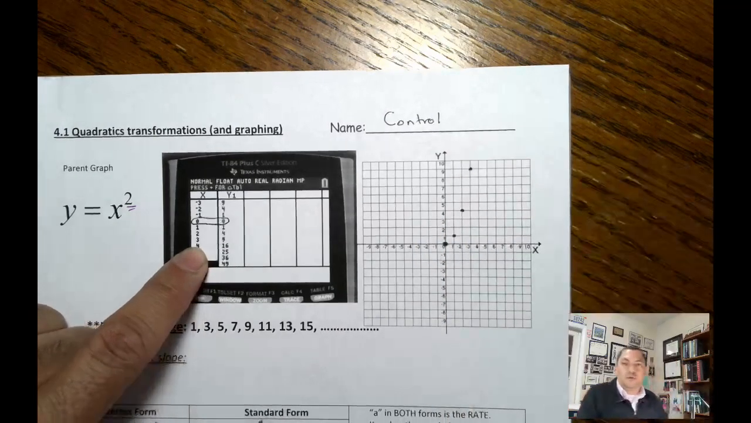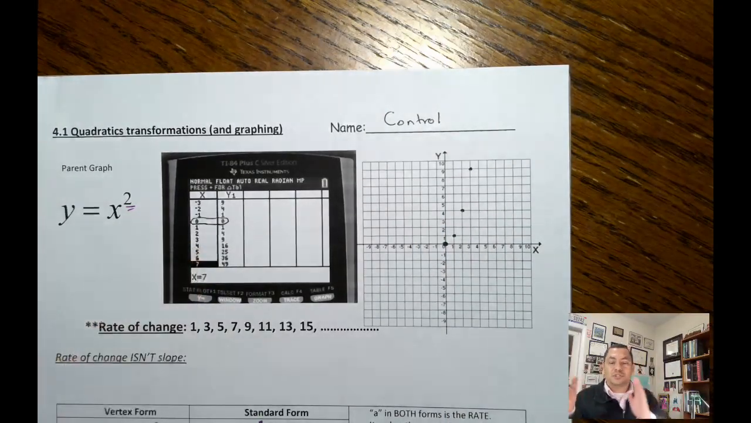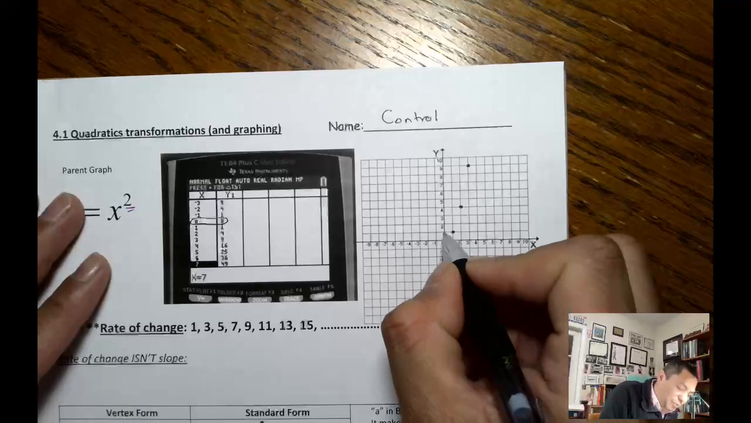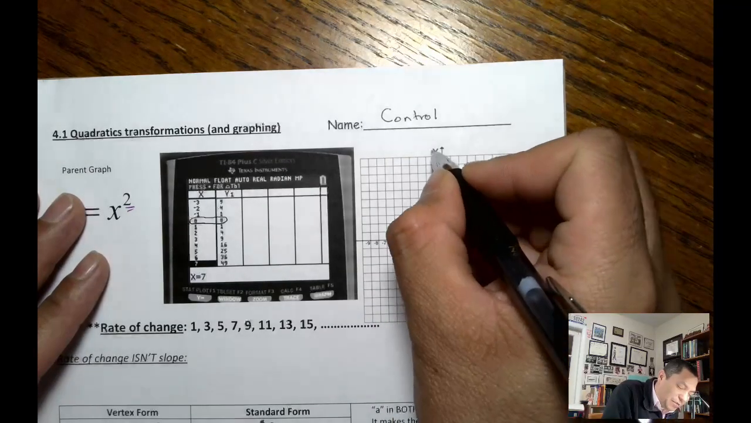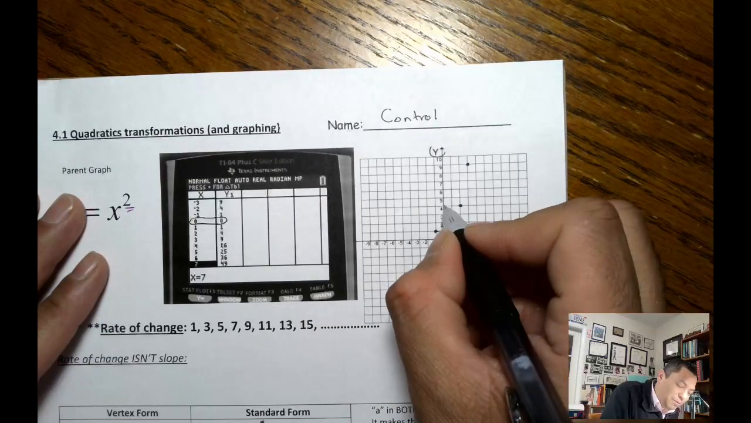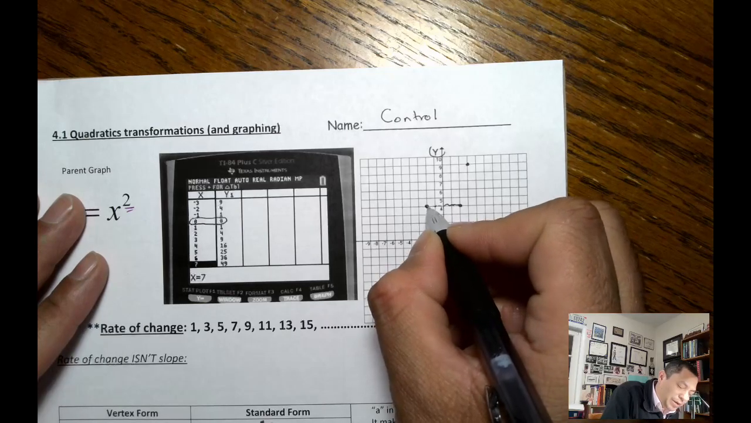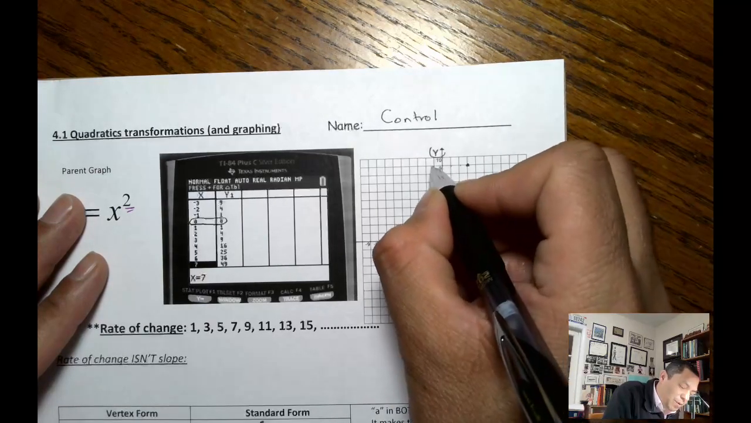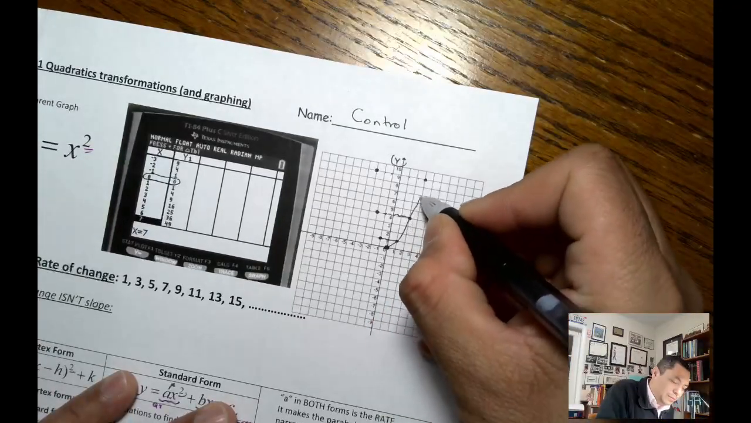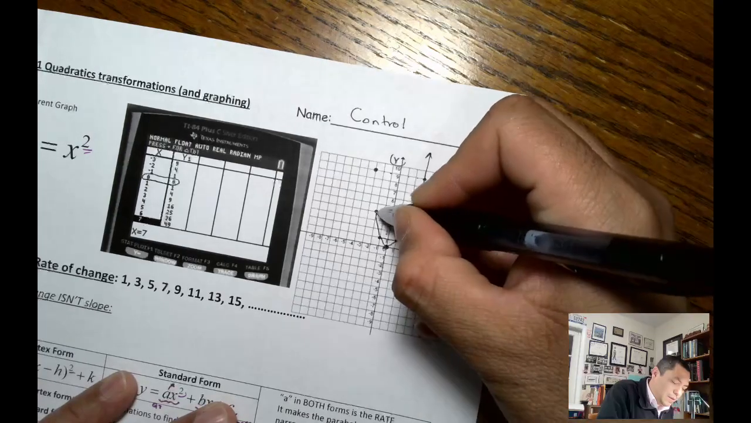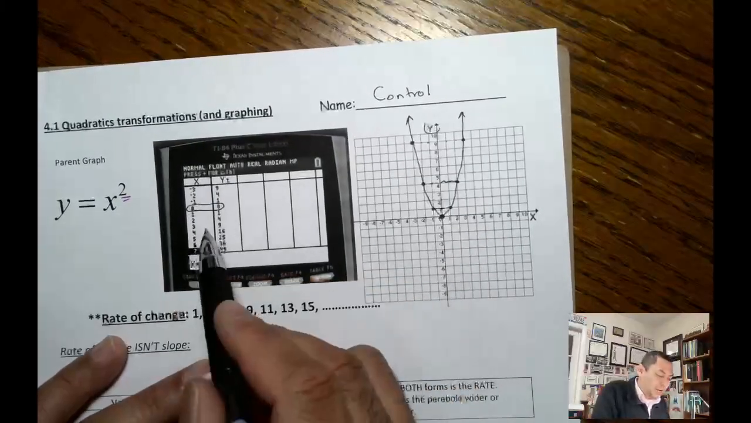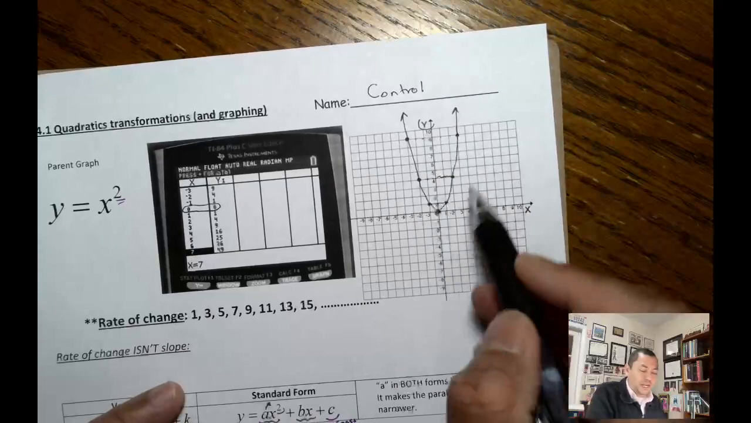I cannot keep going on the grid. A parabola is a function that reflects across the y-axis if it's a parent function. So I just need to match these numbers on the left side of the y-axis. I have 1 unit to the right, so 1 unit to the left. 1, 2, 3. And then I just graph this parabola. This is what we call a parent function. I cannot keep graphing the next point because I don't have space.